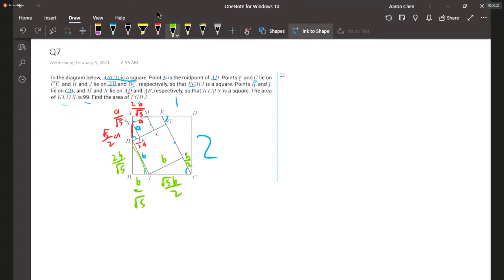And now we know that ABCD is a square. And so that tells us that b over root 5 plus root 5 b over 2 is equal to 2. Hold on a second.